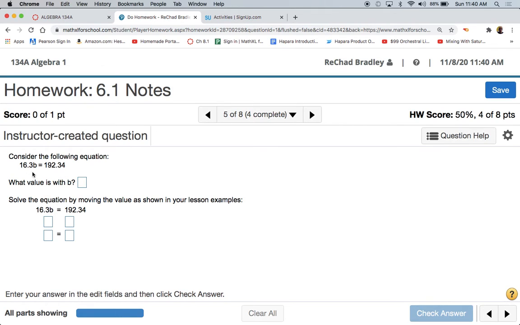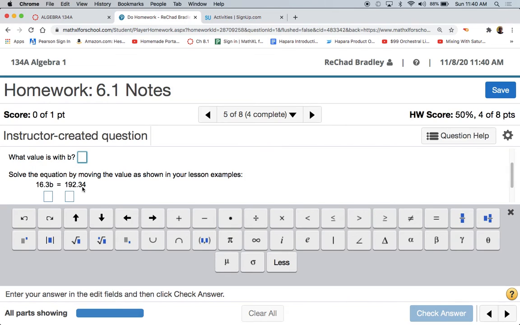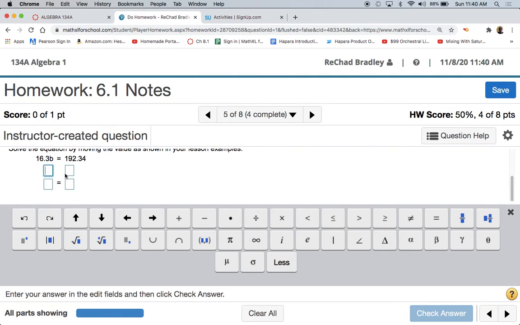Once again, what values with B? In this case, we identify where B is at. We see that it's directly attached to 16.3. How do I know? Because I see it down here also. And so now we'll go ahead and solve this thing.